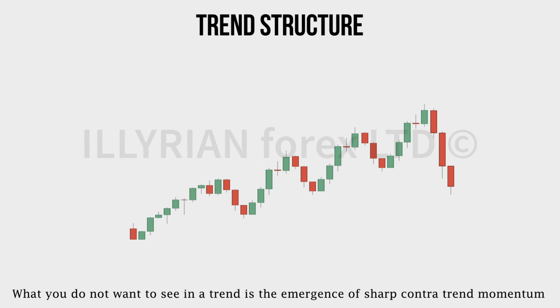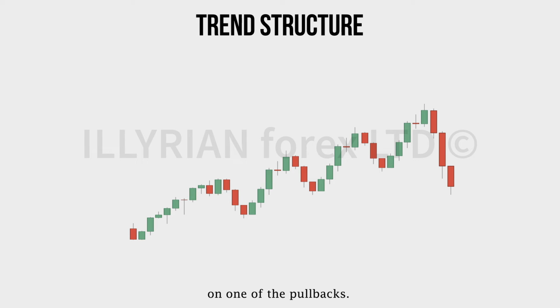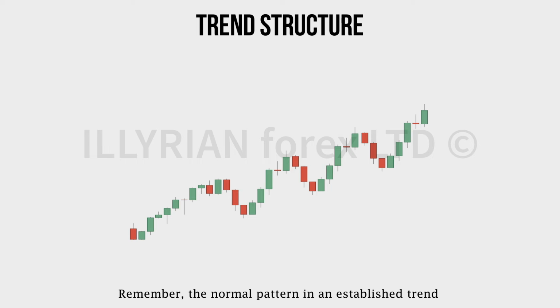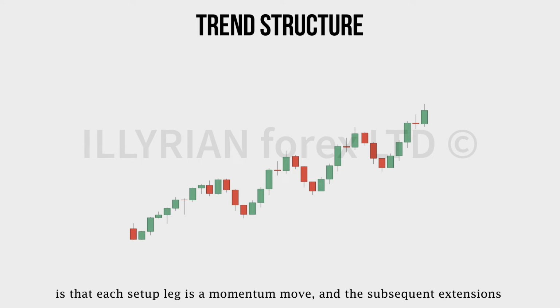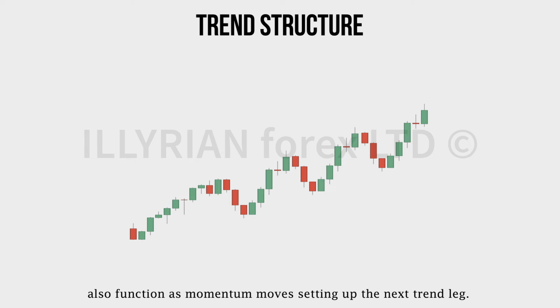What you do not want to see in a trend is the emergence of sharp contra-trend momentum on one of the pullbacks. Remember, the normal pattern in an established trend is that each setup leg is a momentum move, and the subsequent extensions also function as momentum moves, setting up the next trend leg.